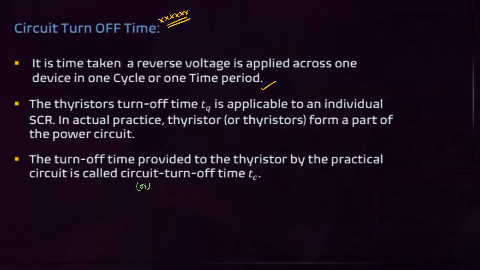The thyristor's turn off time tq is applicable to an individual SCR. In actual practice, thyristors form a part of the power circuit. The turn off time provided to the thyristor by the practical circuit is called circuit turn off time. That is whatever time is given by the circuit to the device. See the definition, students: time taken by the device is device turn off time. Time given by the circuit to the device is nothing but circuit turn off time.